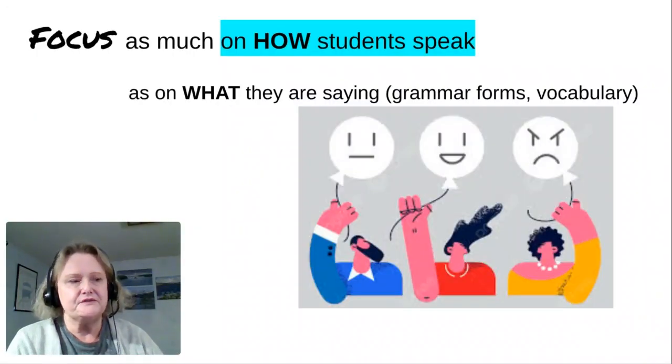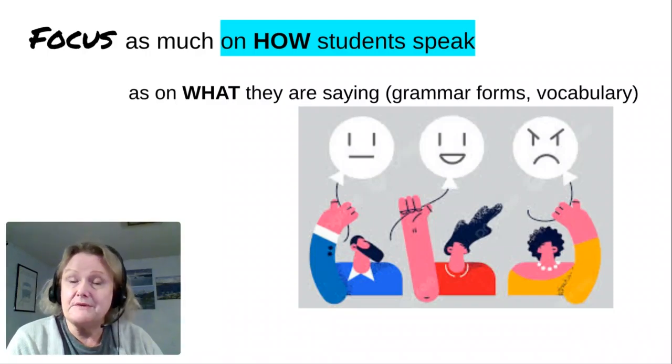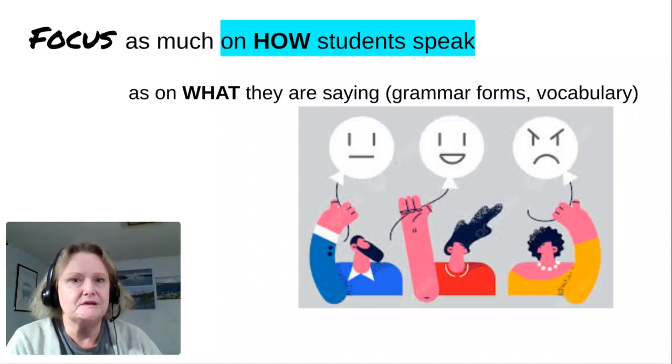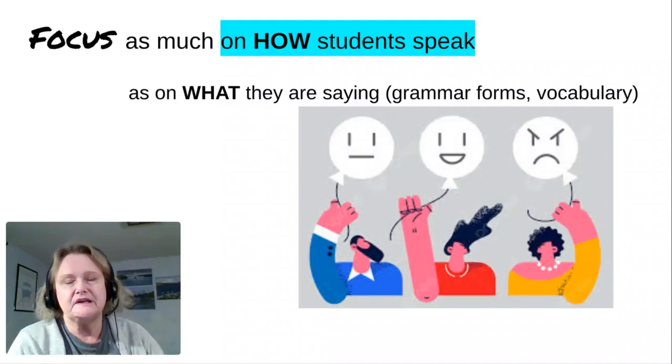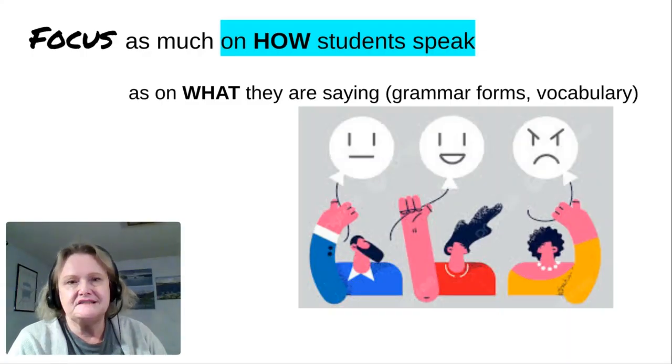It's really important to focus on how students speak, almost more so than what they're saying, what grammar they're using, or what vocabulary. If they're learning, let's say, small talk questions, it's not just the words they put together, but the intonation they use, and to really model that.